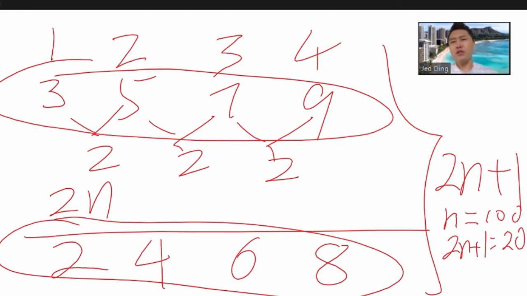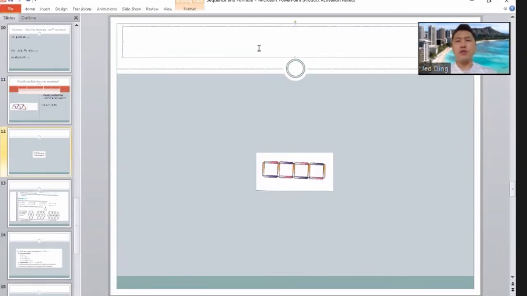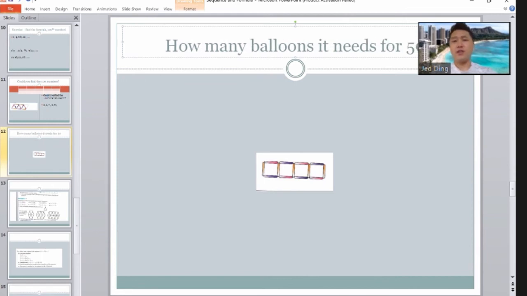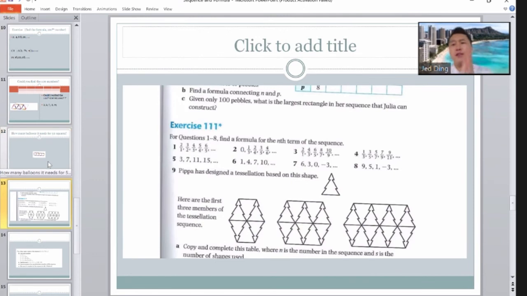Question I want to ask is, what if it is not a triangle? What if this is a square like this? The homework I'm gonna give to you is how many balloons it needs for 50 squares. You have 5 minutes to finish this. Remember the sequence: step 1, step 2, step 3. 5 minutes later, I'm gonna ask you another challenging question.